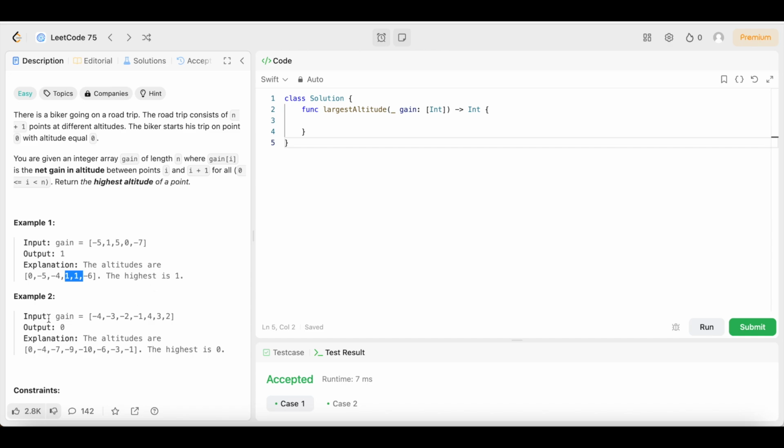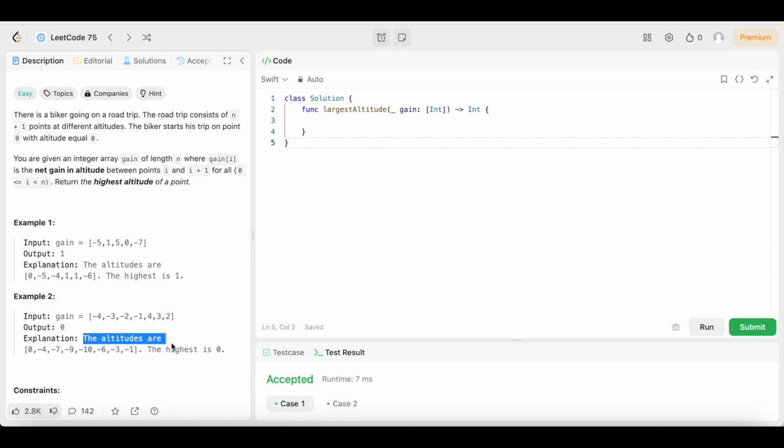Let's look at example 2 just in case. We have input gains equals an array of integers -4, -3, -2, -1, 4, 3, 2. So if you look at this, the output is 0. He was going down a hill for a long time, but then he bounced back and went up a hill. So let's do the math so it can make sense.